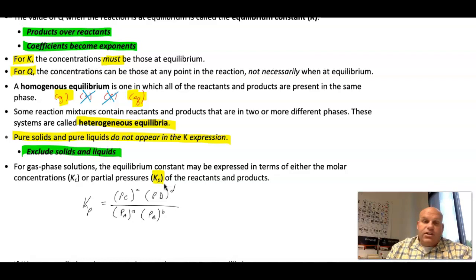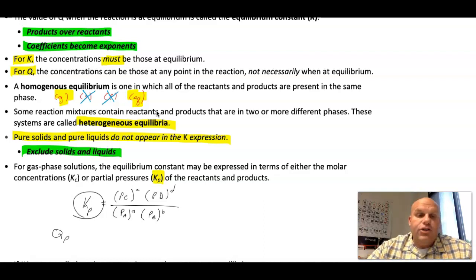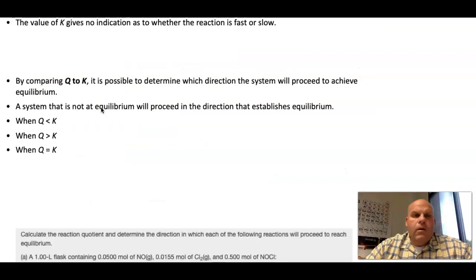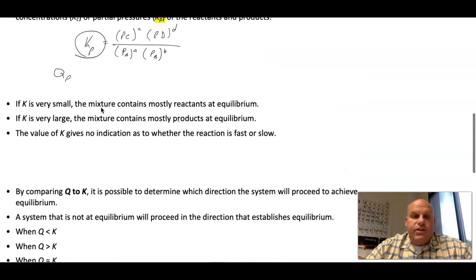Products over reactants, coefficients become exponents. This is only going to happen in a gas phase solution, so everything is gases. So you don't have to really worry about that last part. So the difference there is I would be solving for Kp instead of Kc, or again Qp instead of Qc if we're given pressures instead of concentrations. All right, so what we really want to do is start to compare these values and get a sense of which way our reaction is going.